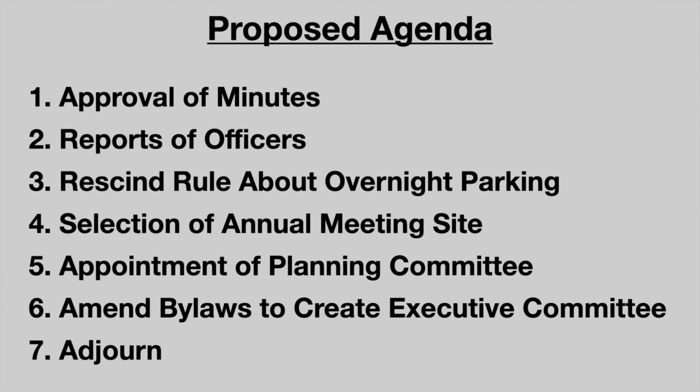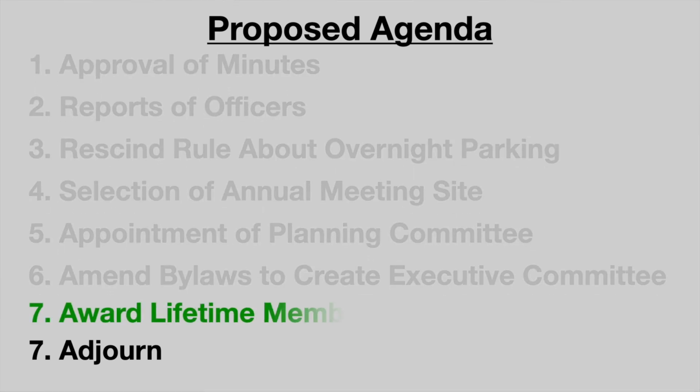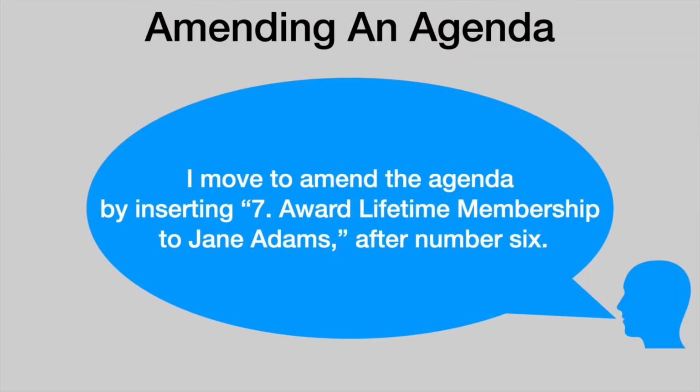While the agenda is being considered, a member may also move to amend the agenda by inserting or adding a new item of business. For example, let's say a member wanted to add a motion to award lifetime membership to someone. The member would need to decide where to insert it in the agenda, and for our purposes here, we'll just settle for adding it to the bottom of the list, right before adjournment, so that it would become the new number 7. So, to propose this amendment, the member would obtain the floor and say, "I move to amend the agenda by inserting 7, award lifetime membership to Jane Addams," after number 6.